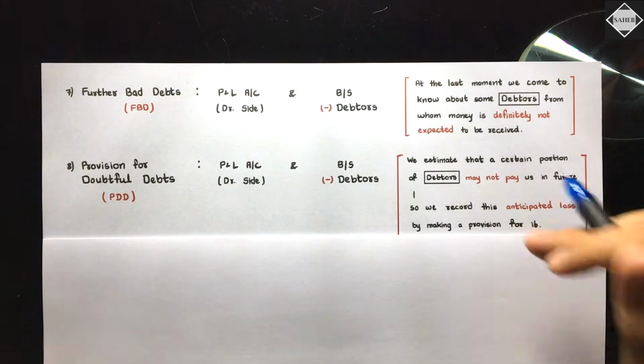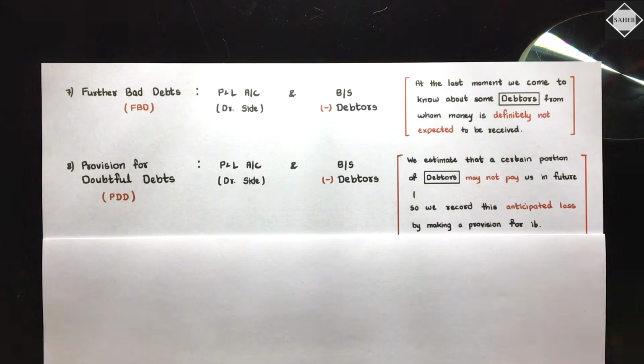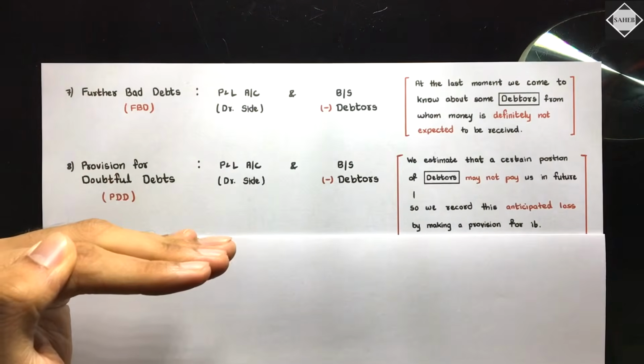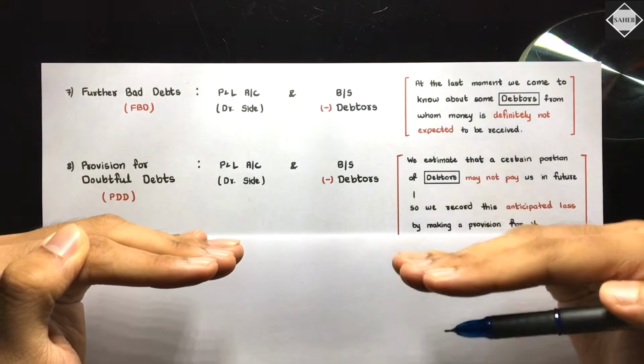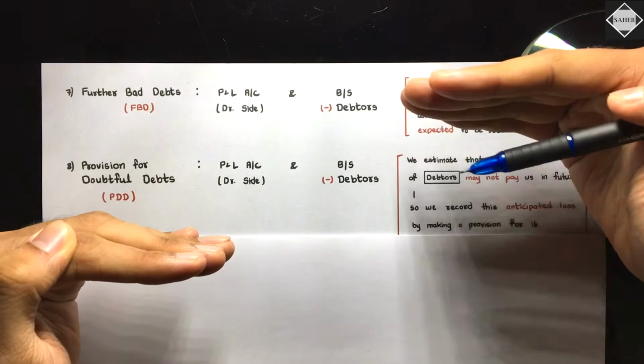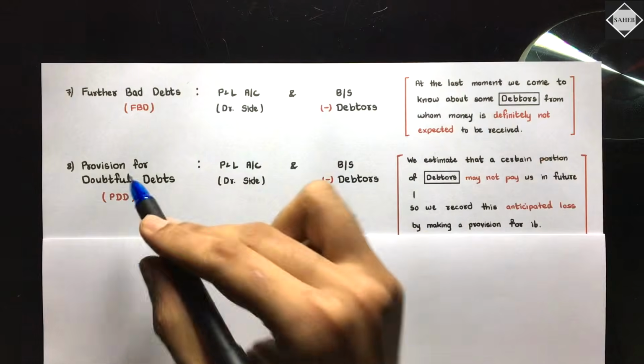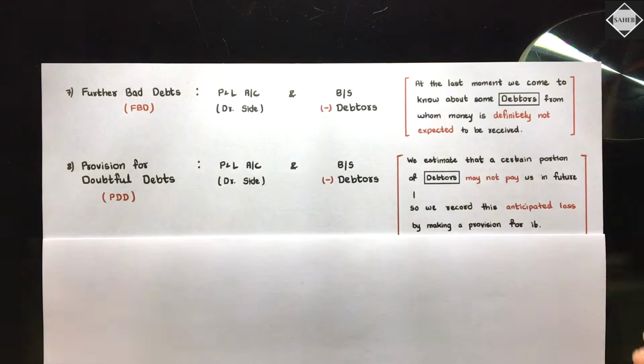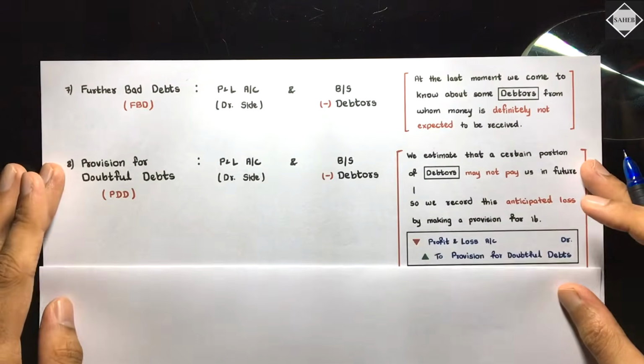Right now you are just making a provision for it. What does that mean, making a provision for it? It's really simple. You are going to reduce your profit and you are going to create a provision, a credit balance account, which is called provision for doubtful debts. Okay, so see here how it will happen.